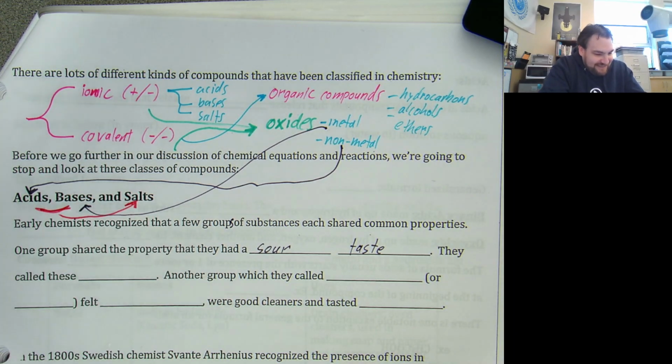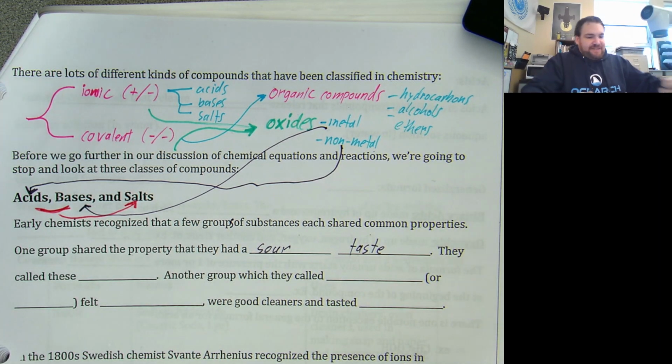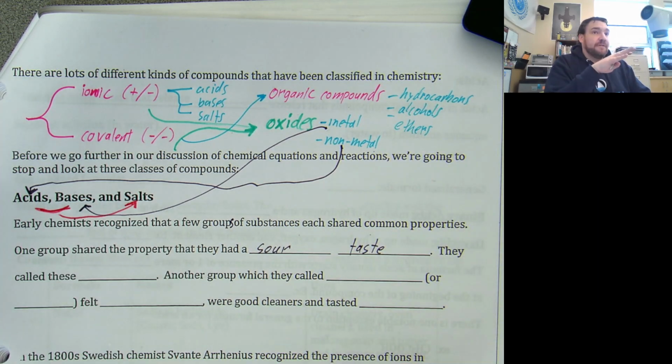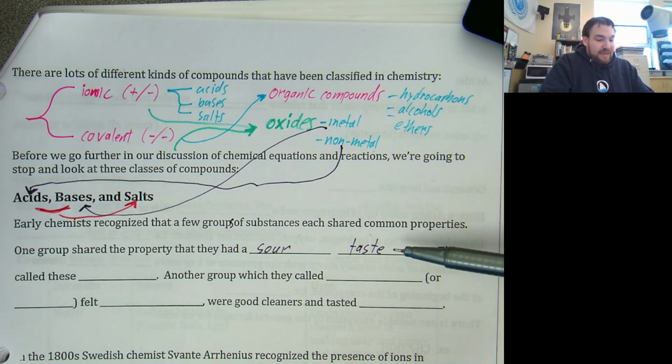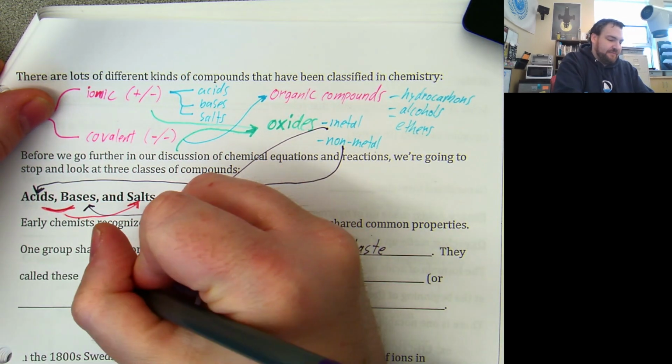Unless I specifically tell you, yeah, go ahead and eat this, I will not let you eat things in the lab. But at the beginning of chemistry, we didn't know this, so people were tasting things because it's one of your 5 senses. It's a way to put these things together. And what they discovered was that there was a group of compounds, they all shared this sour taste. They named this group of compounds acids.